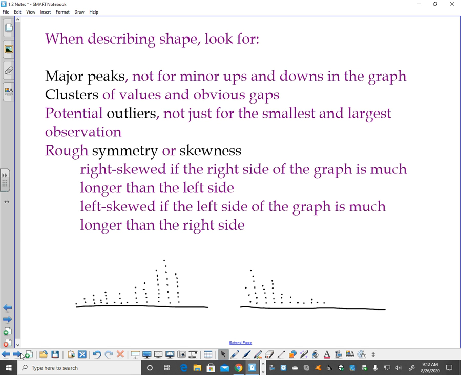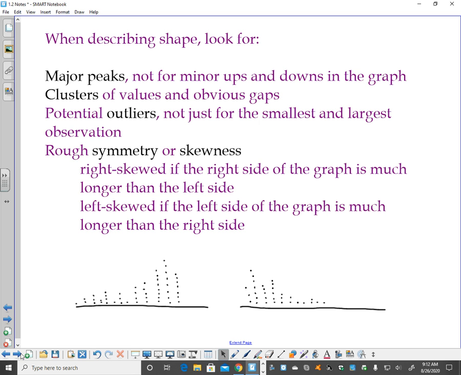When describing your shape, look for major peaks, not minor ups and downs in the graph. So we're looking for big things. Clusters of values and obvious gaps. Potential outliers, not just the smallest and the largest observation. They have to be far away from the bulk, from the herd.